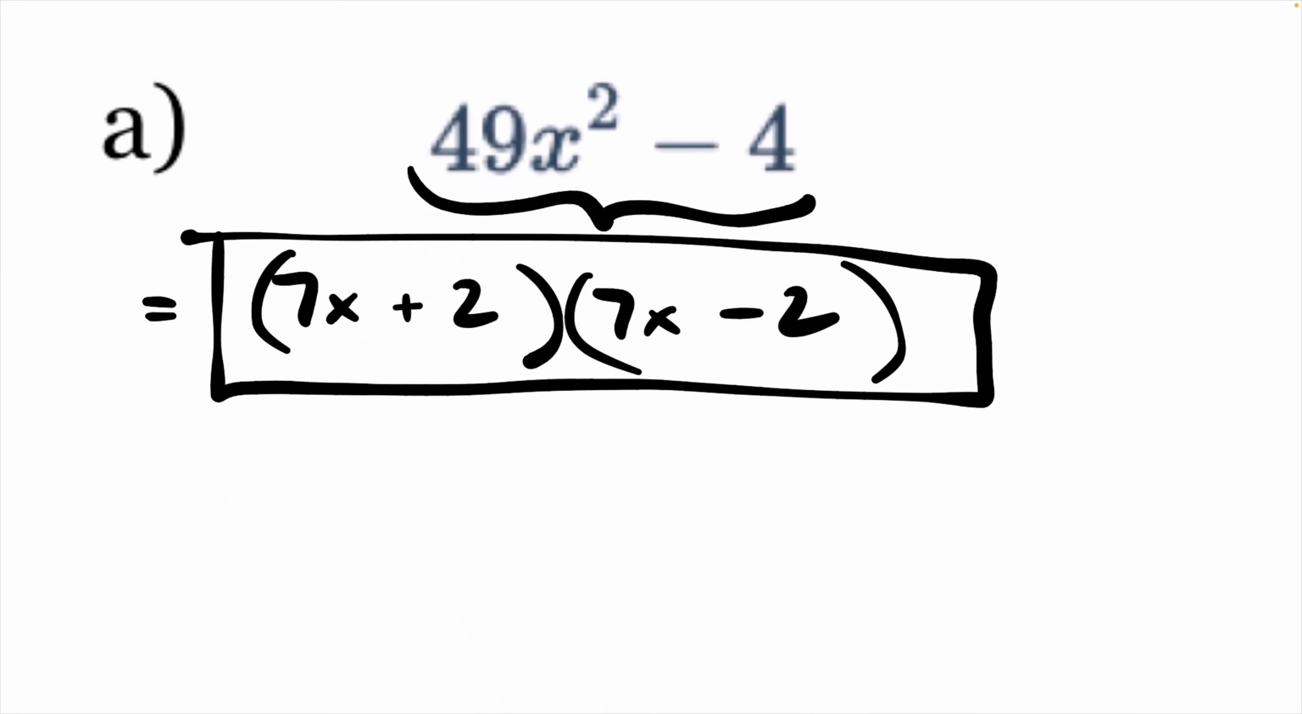That's difference of squares. Let's say this is a test or a quiz, and I have this problem. And I got that as an answer, but I want to check it. Is there a way I can check my answer? Is there a way I can check 7x plus 2 times 7x minus 2 to make sure that it's the same as 49x squared minus 4?